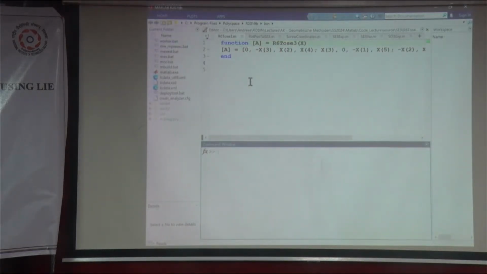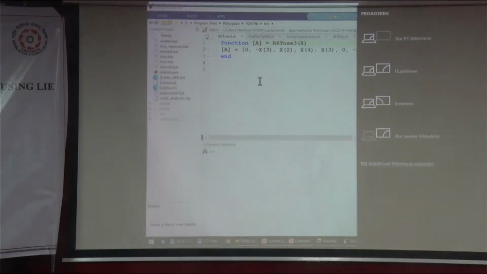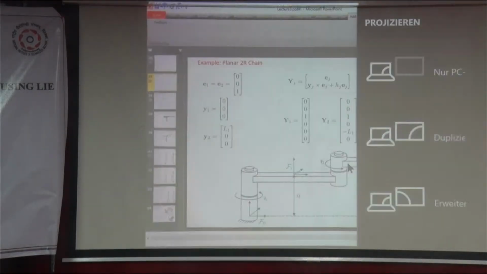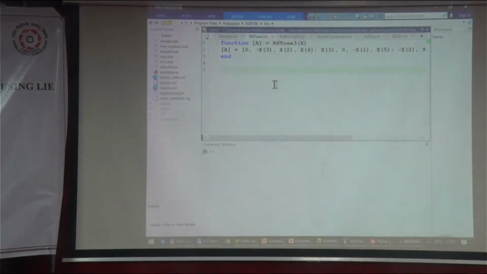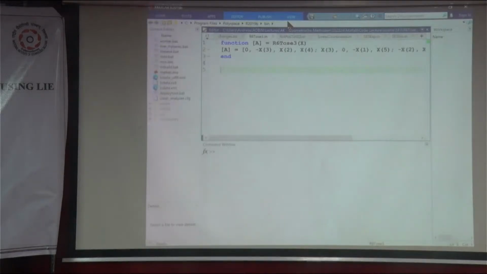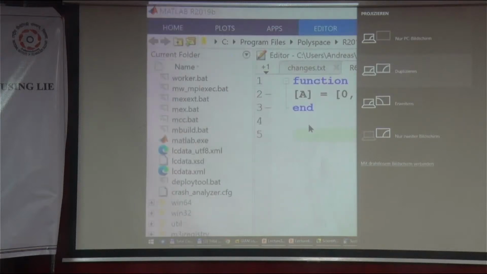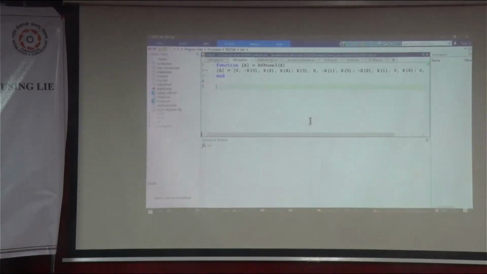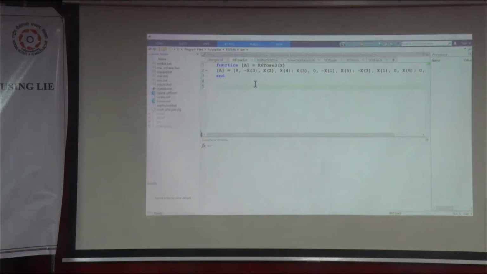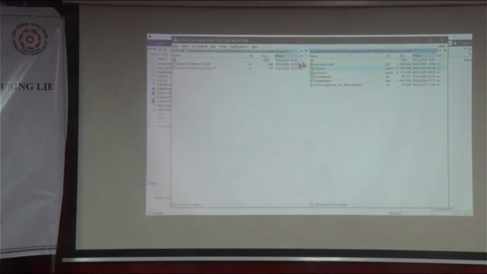Maybe I could show you something. So we had this. I don't see anything. Yeah, so we have a MATLAB package.